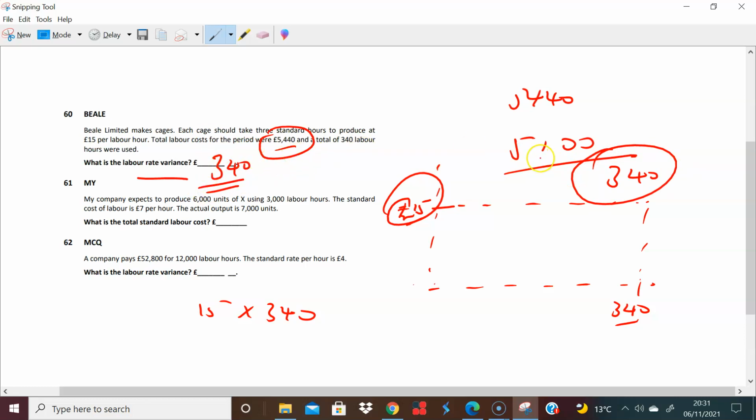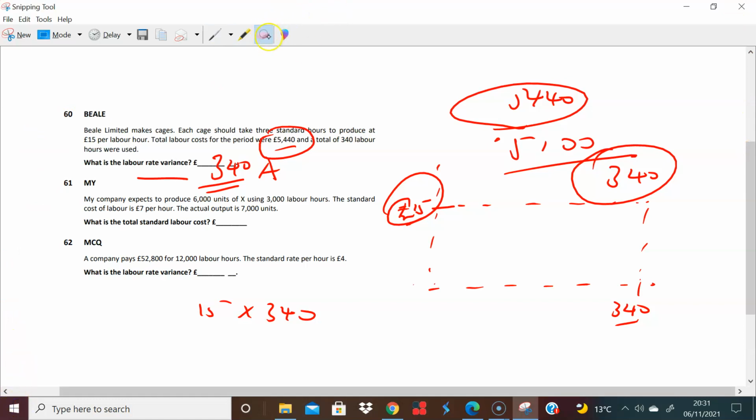You should have spent 5,100. You spent 5,440. So that's adverse, and that is question 60.